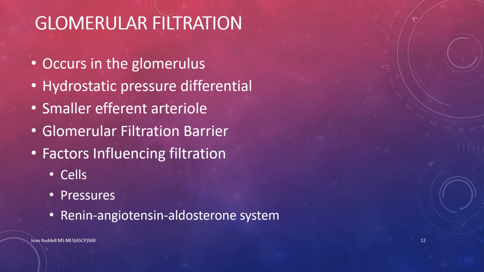The glomerulus is made up of 8 capillary loops whose walls create the glomerular filtration barrier. There are several factors that affect the actual filtration process, including the cellular structure of the capillary walls, the Bowman's capsule, oncotic pressure, and hydrostatic pressure, as well as the feedback mechanisms of the renin-angiotensin-aldosterone system.